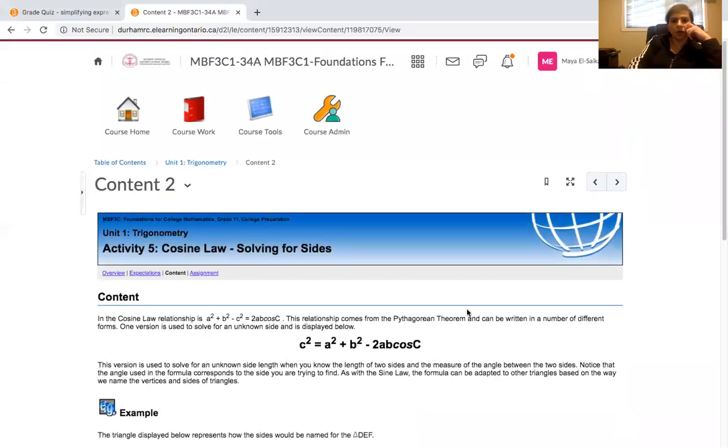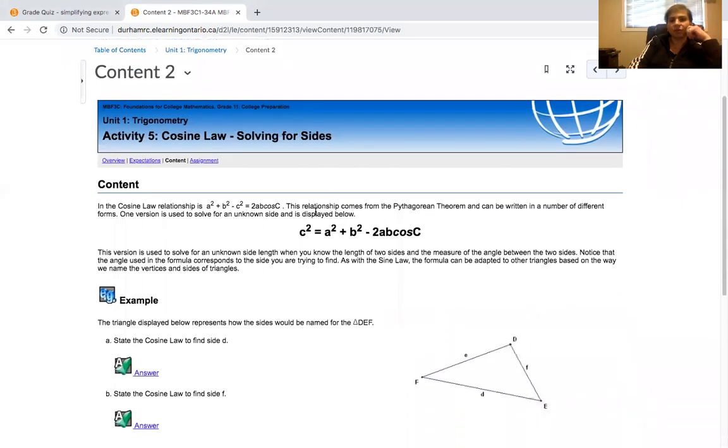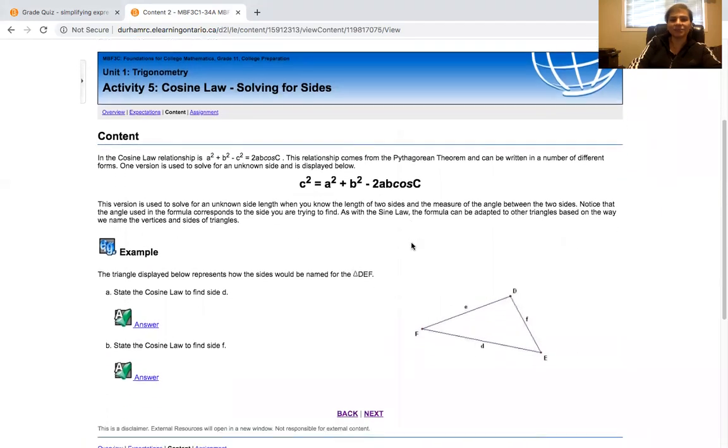All right. So in this case, they use the formula C squared equals A squared plus B squared minus 2AB cos C. Is it the same? Yes, it is. It's still the same. It did not change. It's just I'm looking for side C now in this case. All right.